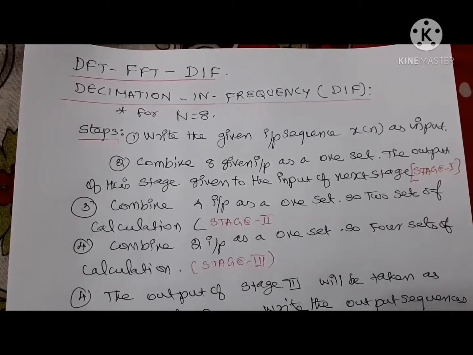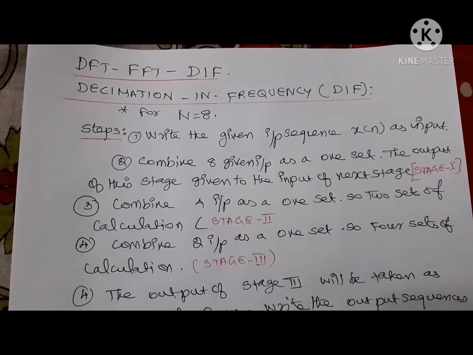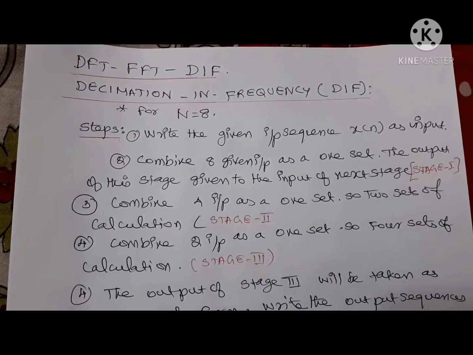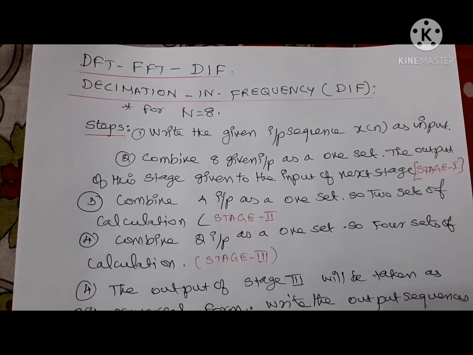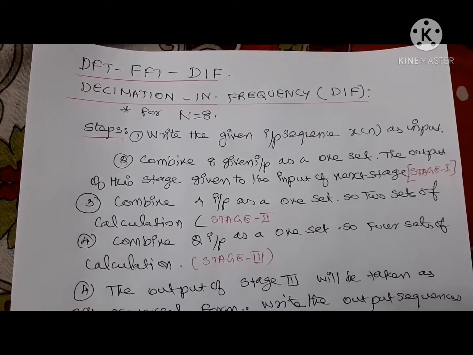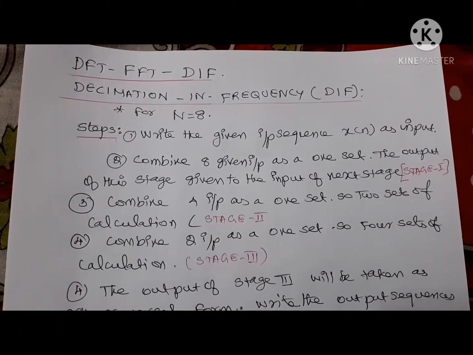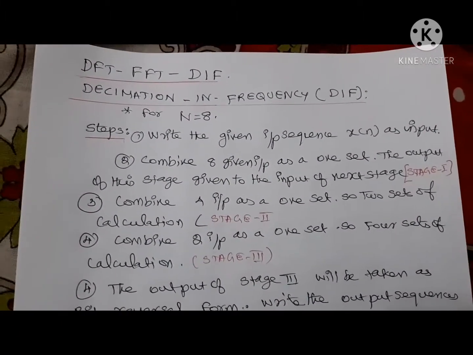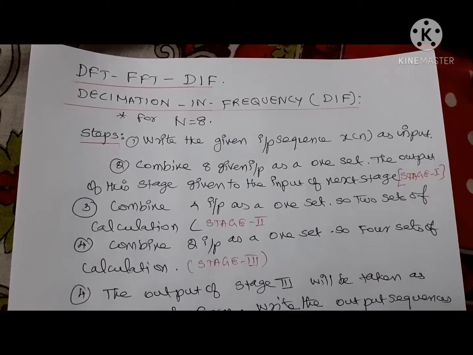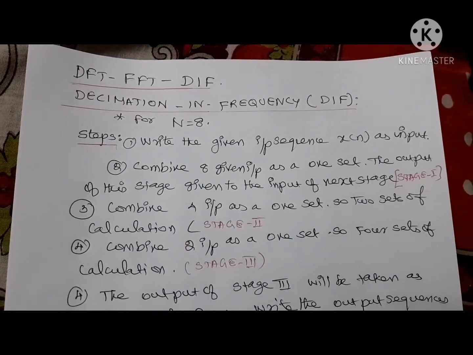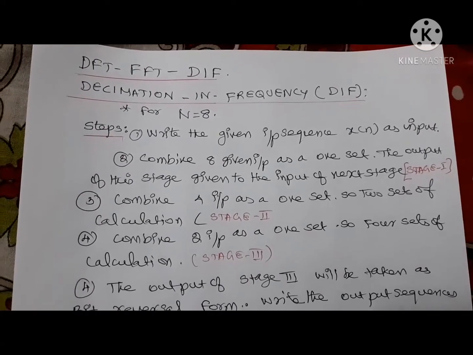Last video we discussed decimation in time, DIT. In this video we will discuss decimation in frequency, DIF, and how to find the DFT of the given sequence. I already told that the FFT, fast Fourier transform, is used to reduce the time required for the calculation of the DFT.